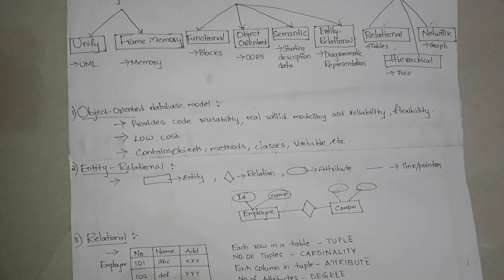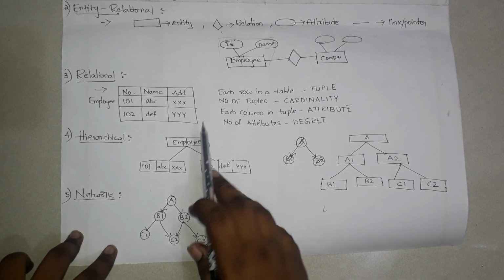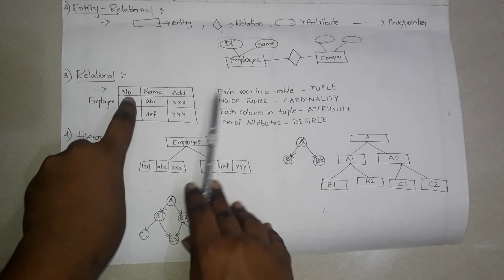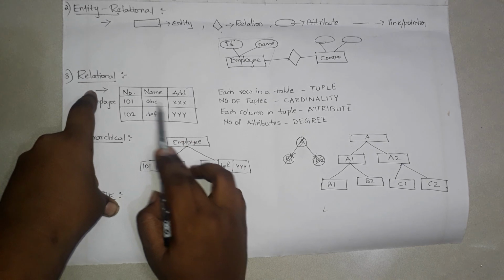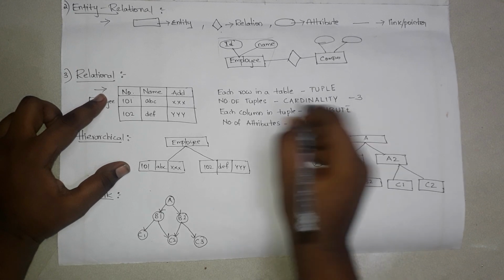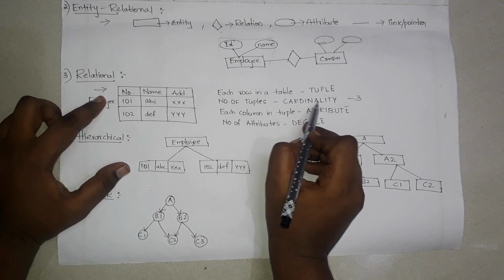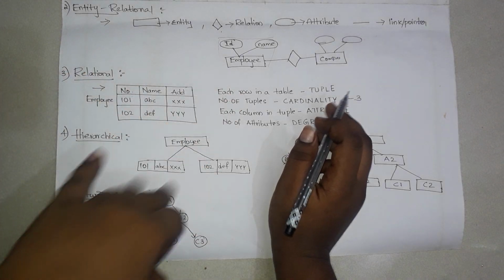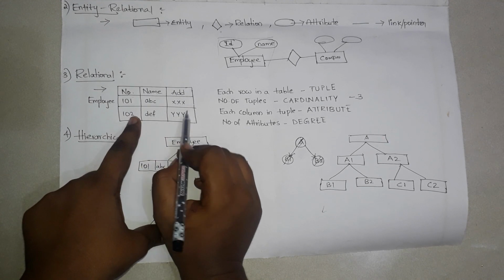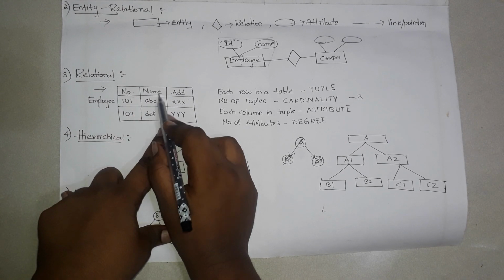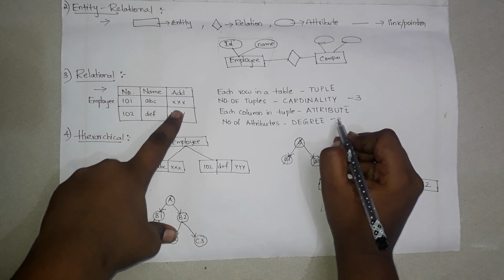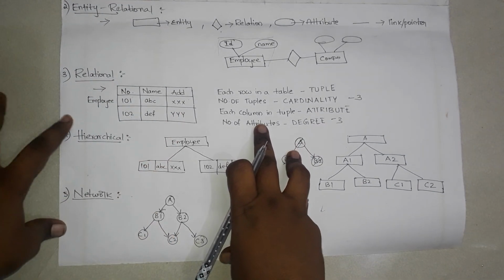Coming to the relational model, as we discussed before, the data is stored in the format of tables. Here each row in a table is called a tuple. How many tuples are there? 3 tuples, and the number of tuples is called cardinality. So the cardinality is 3. Coming to the attribute, each column in a table is called an attribute. Here how many attributes are there? We have 3 attributes: number, name, and address. So in this format the data is stored in the relational model.